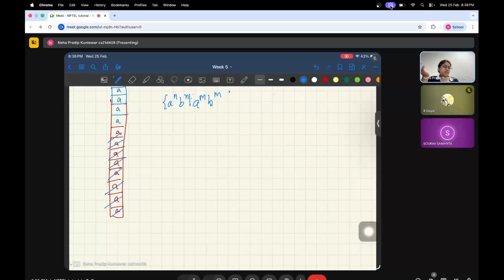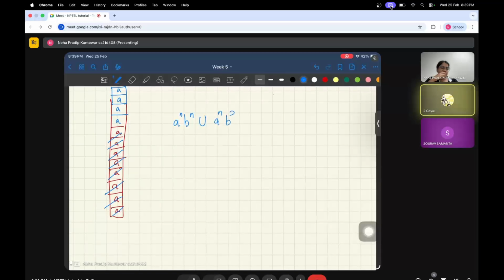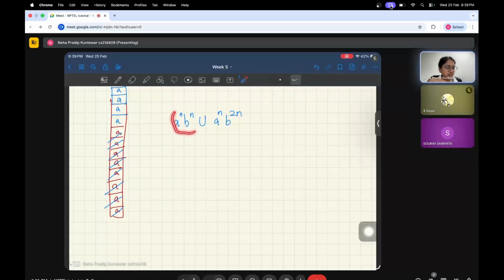My question was a to the power n, b to the power n, union a to the power n, b to the power 2n, such that m, n greater than or equal to 0. What I'm saying is it's not correct to write it like this, because when you say union, you talk about union of two sets.